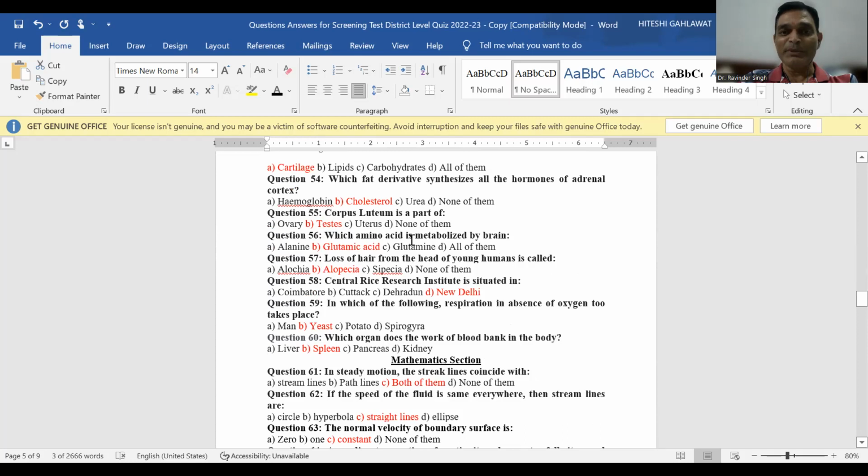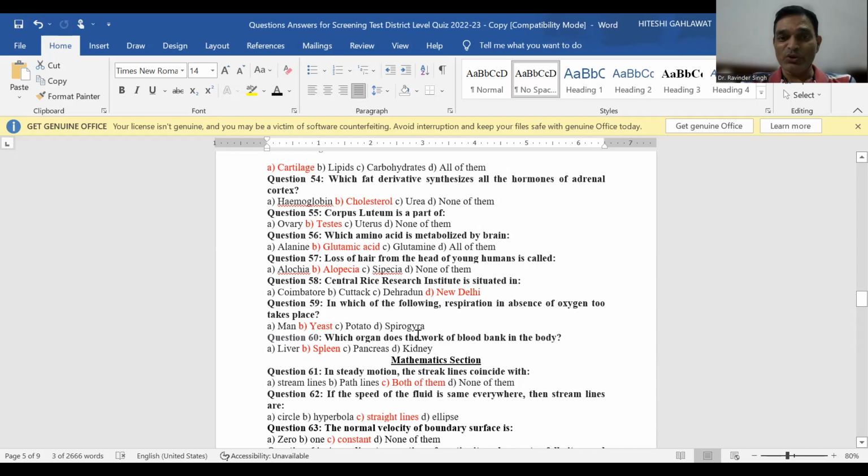Question number 55, corpus luteum is a part of testis. Question number 56, which amino acid is metabolized by the brain? That is the glutamic acid. Question number 57, loss of hair from the head of young humans is called as the alopecia. Question number 58, Central Rice Research Institute is situated in New Delhi. Question number 59, in which of the following does respiration in absence of the oxygen take place? That is in the yeast.